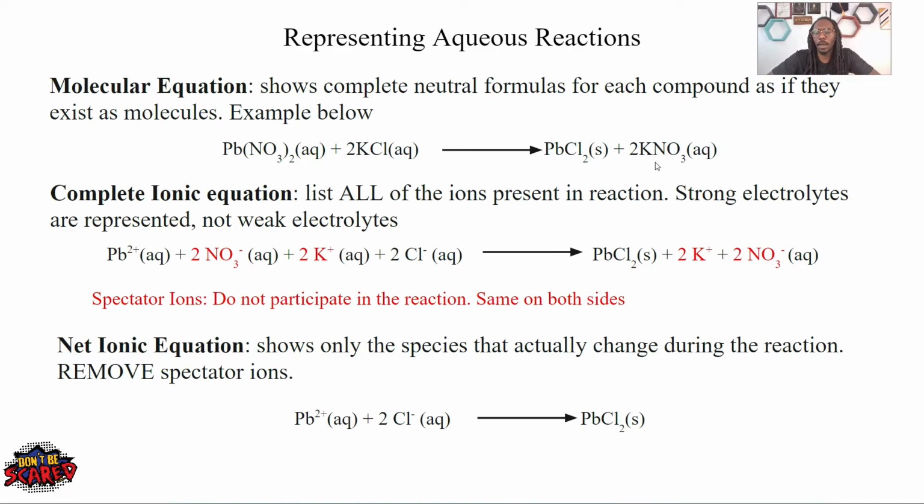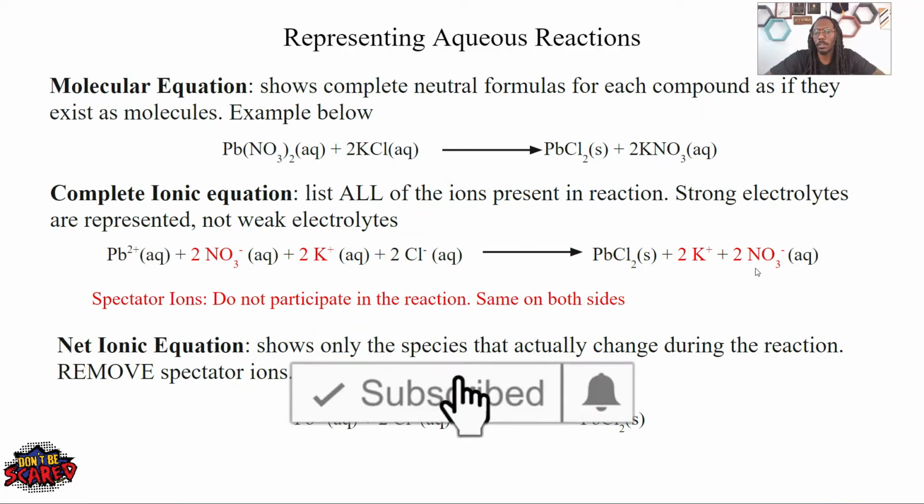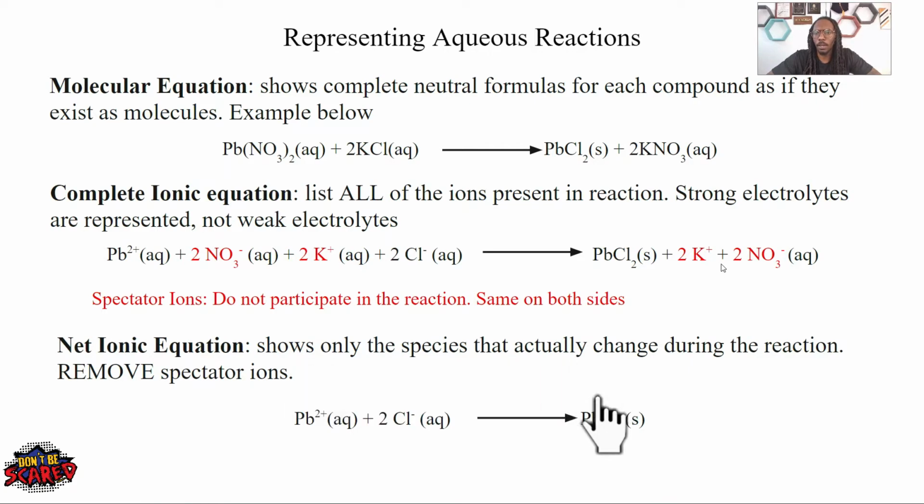And then if we look at our 2 potassium nitrates, we're just breaking those down because they are aqueous. There are ions in this aqueous solution, AQ. 2 potassiums, 2 nitrates. And then typo here, I forgot to put my AQ, but it's understood that this will be aqueous as well.